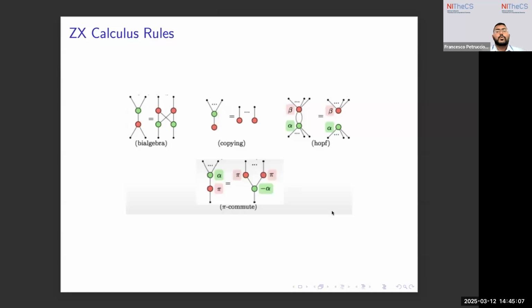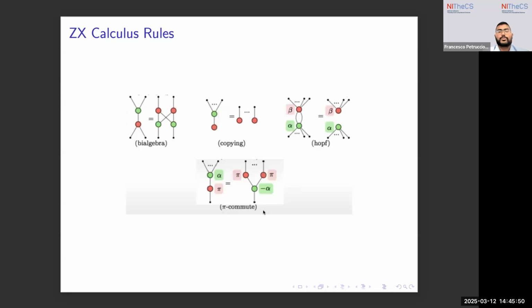But the equalities coming from the string diagrams are what's important. On the left here, we have this bialgebra law, which comes from the string diagram that defines the bialgebra. We have this hop law coming from the Hopf algebra structure, and this last equality on the bottom, which is called pi commutes. This again does not come from the string diagrams that I've mentioned before. This is just something that follows from your definition of spiders.